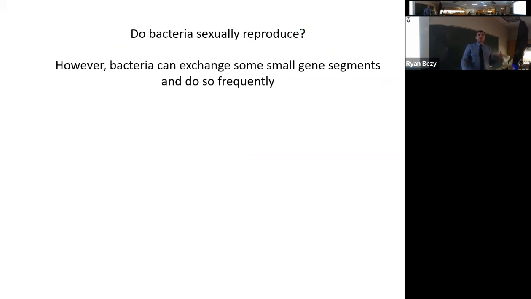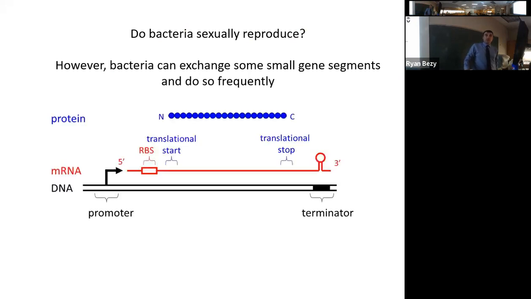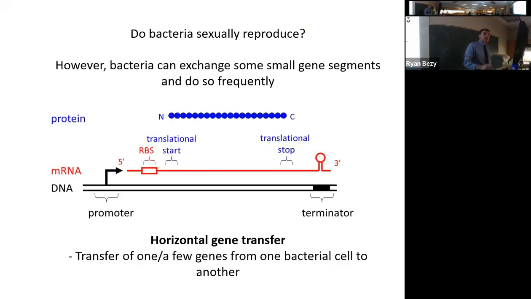The last thing we'll talk about is just a setup here. Again, do bacteria sexually reproduce? No, they don't. They reproduce asexually. With that being said, bacteria do get a little promiscuous sometimes, and they will exchange some gene segments with each other. But this is called horizontal gene transfer. This is transfer of one or a few genes from one bacterial cell to another already existing bacterial cell. So no reproductive event.